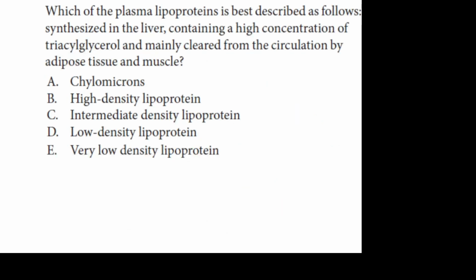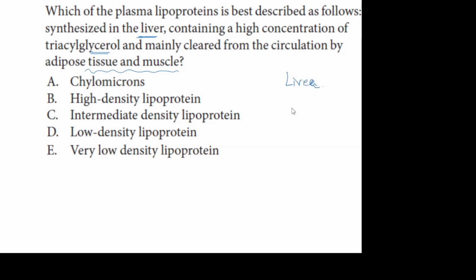Now let us see the next MCQ based on this. Which of the following plasma lipoproteins is described as follows? Synthesized in the liver, high concentration of triacylglycerols, cleared in the circulation from adipose tissue and muscle. We saw the previous MCQ where we saw the high concentration of triacylglycerols, that was chylomicron, but that was synthesized in the intestine. Now you have the additional clue where it is synthesized in the liver.